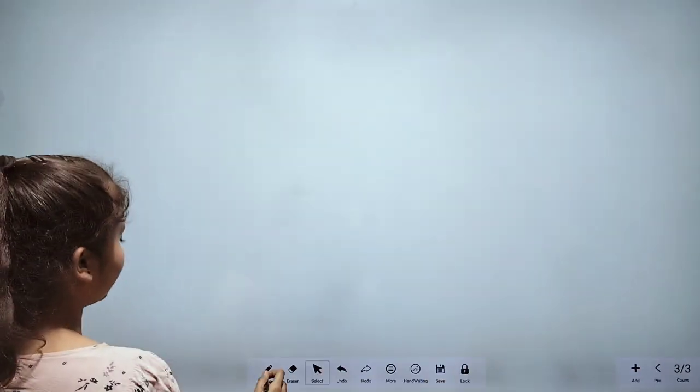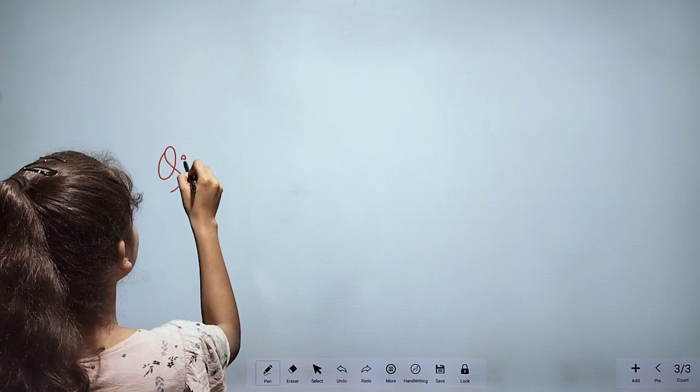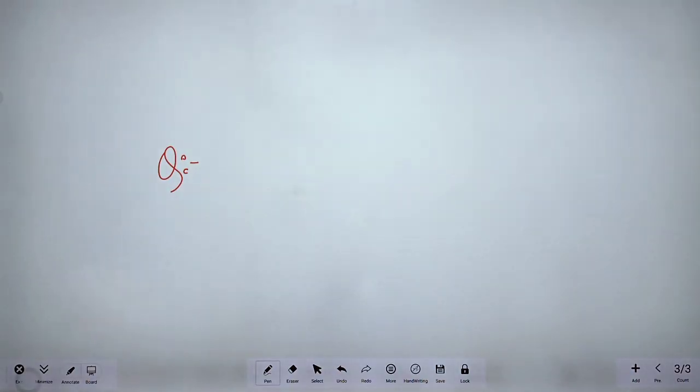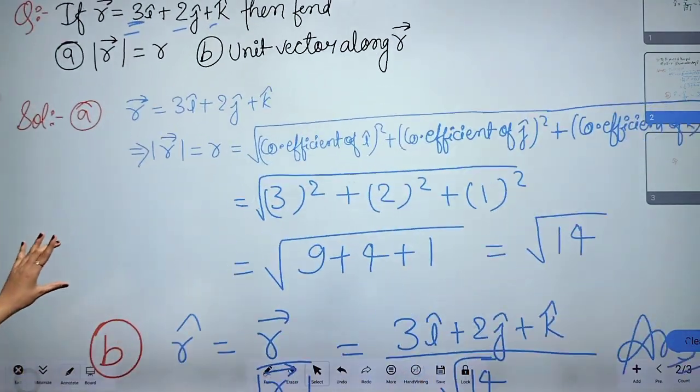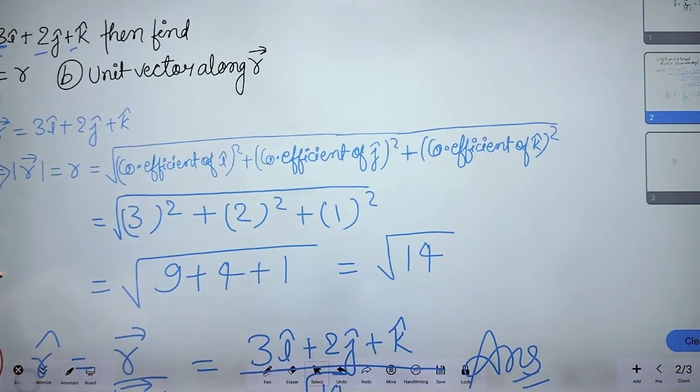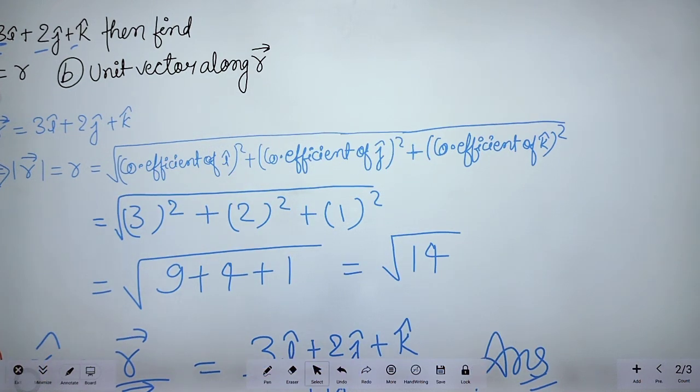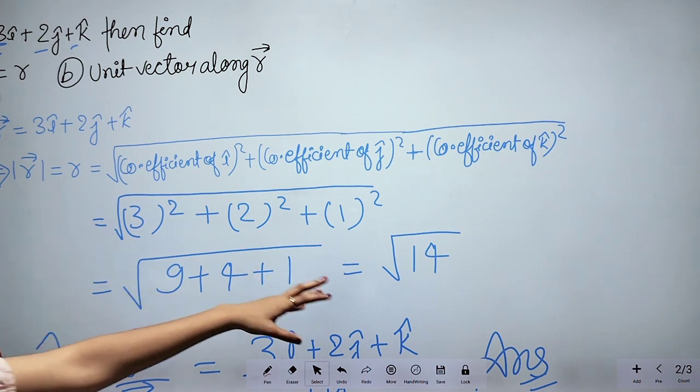Now move to the next question. I hope you understand the question. How do we find the magnitude of r vector? First of all, we take the root under the coefficient of i cap squared plus the coefficient of j cap squared plus the coefficient of k cap squared, and then we have to add. So by adding we get root 40.